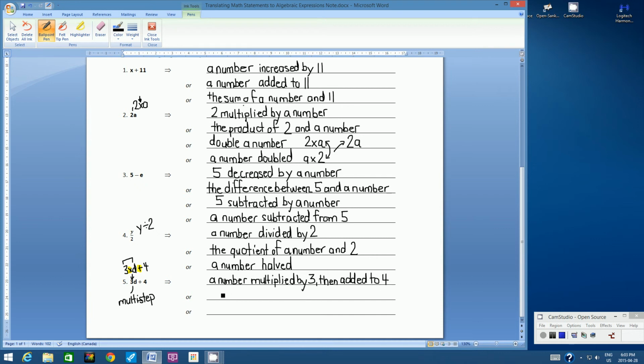Okay, so what's another way we could write it? Well, how about this? How about triple? Sorry about that. Let me try to make it neater for you. Triple a number. And then yes, I could write then added to 4, but I want to make it totally different. Triple a number, and then how about increased by 4. Okay? So again, there's lots of different ways that you can write these statements. These are not the only 3.